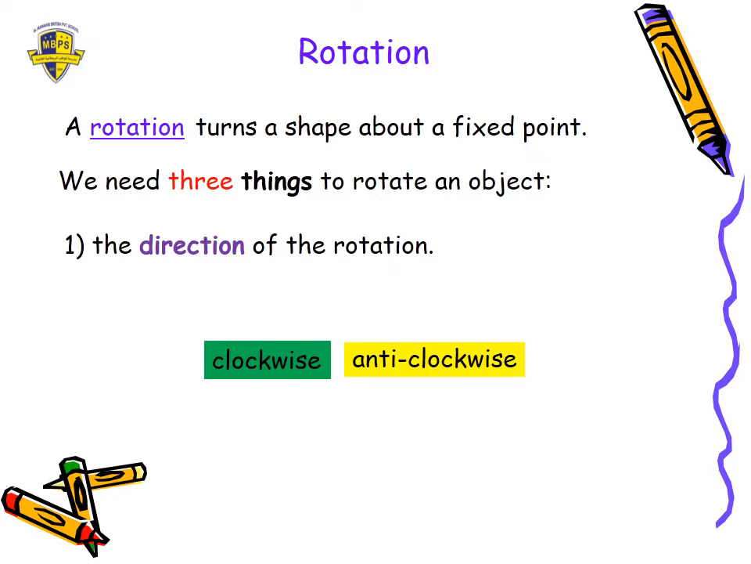We need three things to rotate any object. The first thing, we have to know the direction of the rotation. So do we want to rotate it clockwise or anti-clockwise? We want to move this shape or turn it to the right, clockwise, or to the left, anti-clockwise.